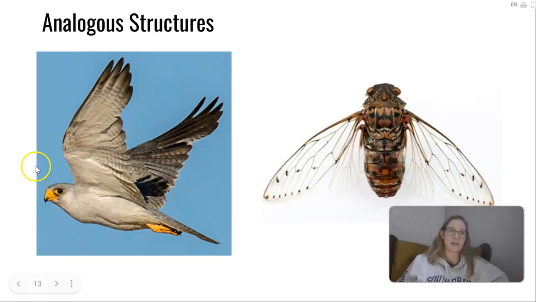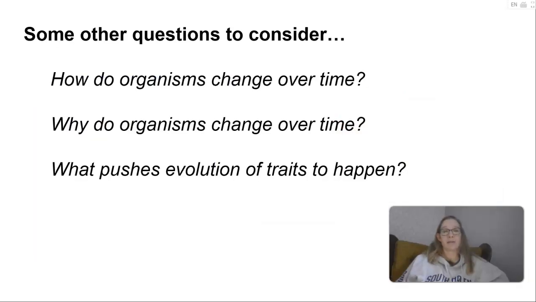Okay, same idea here. Here are the bird wings and wings of an insect are made of different materials. Okay, so different proteins would be required to make both of these. So these are not showing a common ancestor. These are analogous. Okay, same function, but different ways that they came about this.